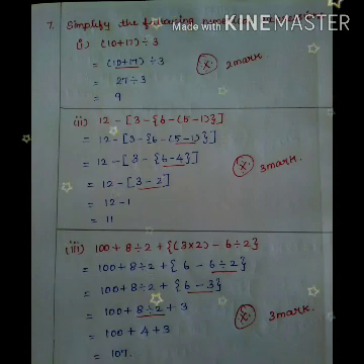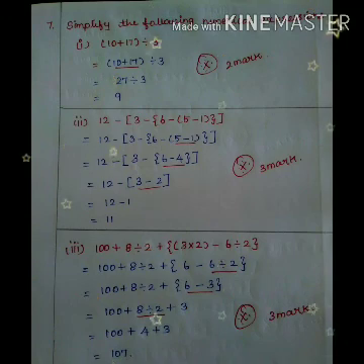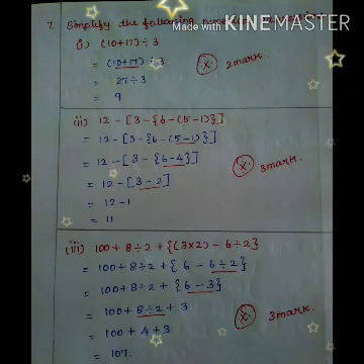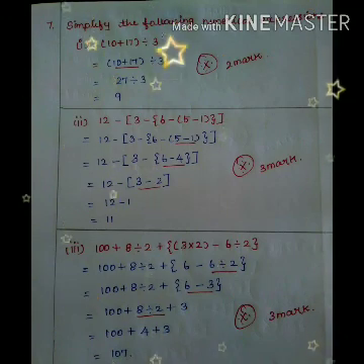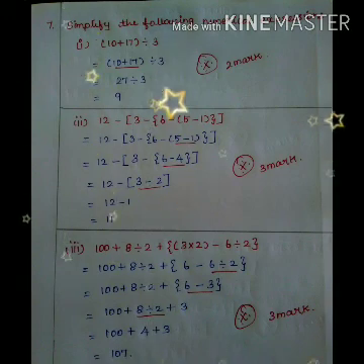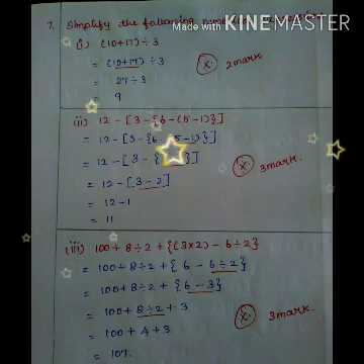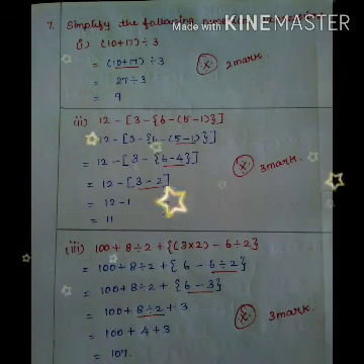10 plus 17 divided by 3. First I want to complete the bracket portion. So 10 plus 17 equals 27, divided by 3. The answer is 9. This is a very important 2 marks sum.